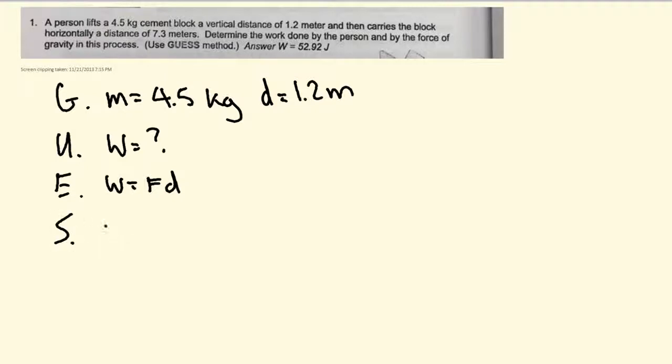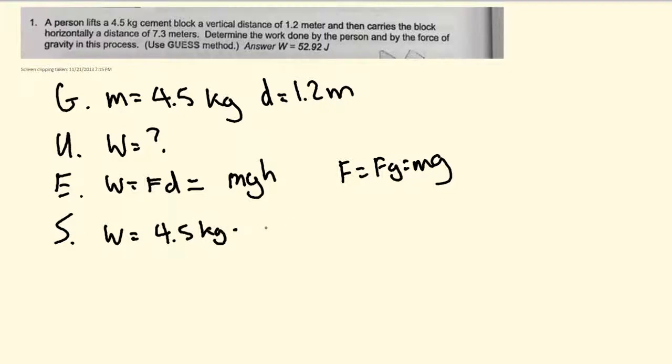So, substitute. Work is equal to force, which is mg, which we should probably mention here. Force is equal to force of gravity, which is equal to mass times gravity. And so 4.5 kilograms times 9.8 meters per second squared times 1.2 meters is going to be equal to 52.92 joules, which is your answer.